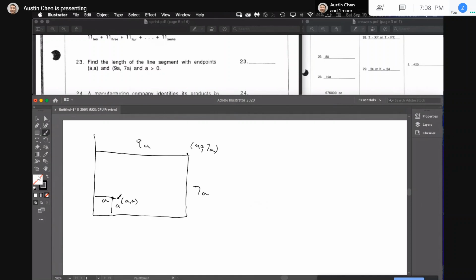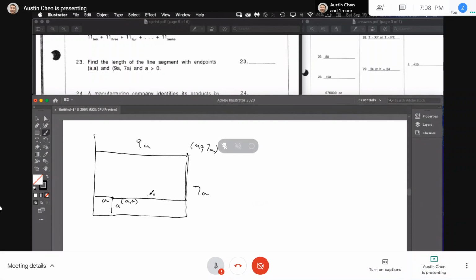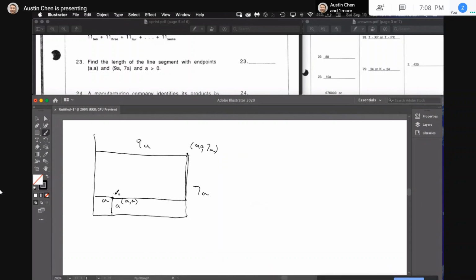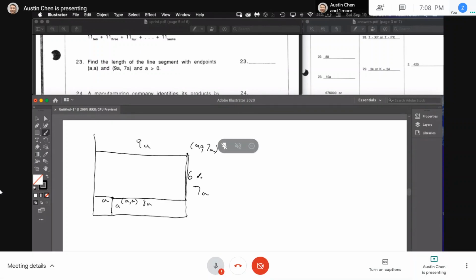What we're trying to find here is this length and this length, so that if we have those two lengths, we can use the Pythagorean theorem to get the length of the line segment between them. To get these lengths, it's not too hard. For the horizontal segment, you do 9a minus a to get 8a. For the vertical one, you do 7a minus a, which gives you 6a. Now we just need to use the Pythagorean theorem.